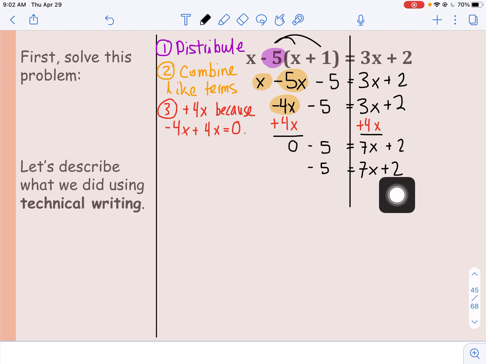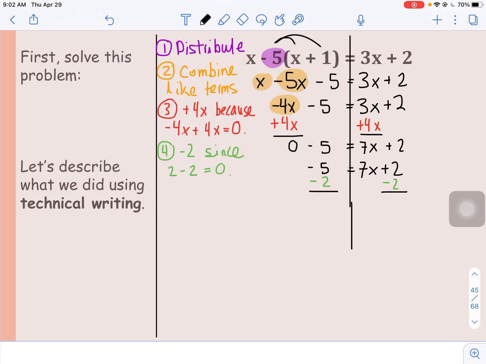Next, I want to move this +2 over here. To undo +2, I'm going to subtract 2. Subtract 2 since +2 minus 2 equals 0. So we're thinking about why we're doing each step so that when we write our paragraph, we can describe why we did what we did. So this will be -7 equals 7x plus 0, or -7 equals 7x.